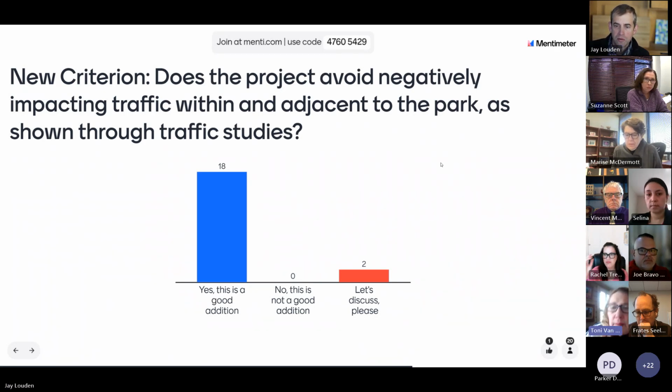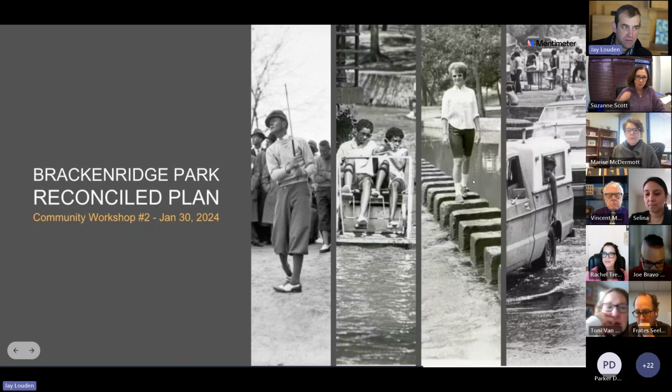Joe? Maybe it needs to say, does the project plan for traffic within and adjacent to the park as shown through traffic studies? You get that? Okay. All right, absent further comment, I think we've made it to the end of that.